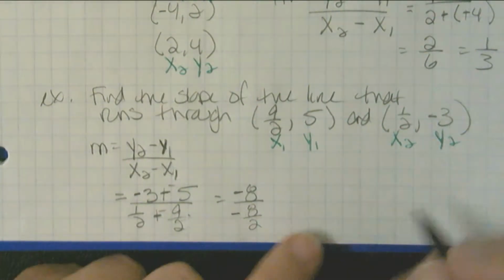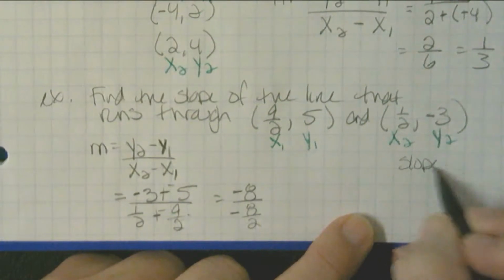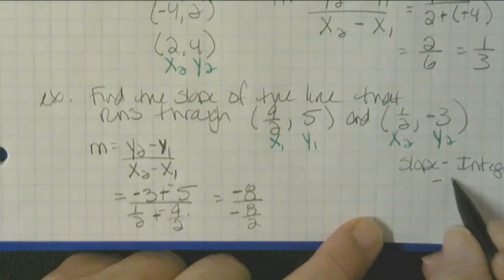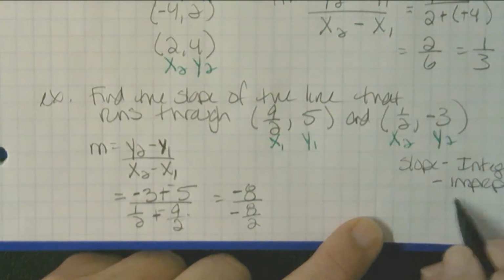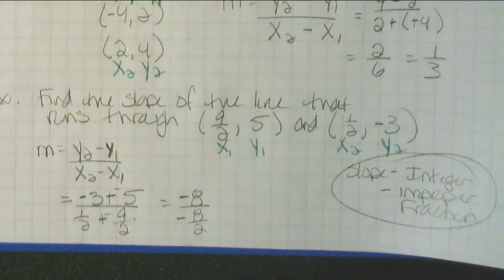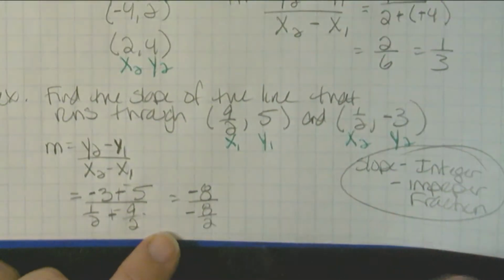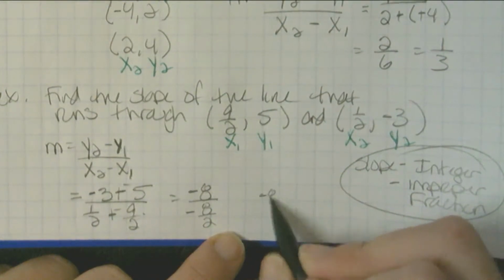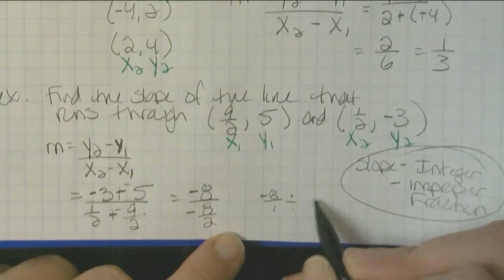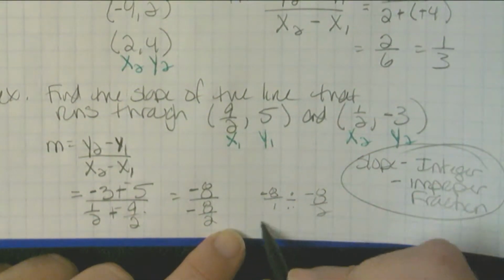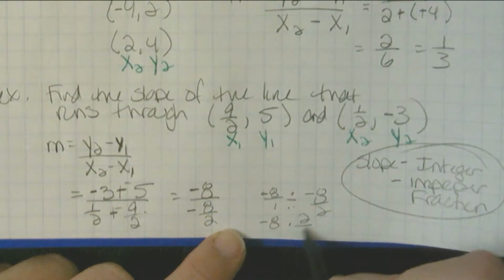Okay, so when we talk about slope, it's either going to be an integer or it's going to be an improper fraction. So our slope has to be either an integer or an improper fraction. So if I take a look at this, what I need to see is I have -8/1 divided by a -8/2. So this is the same thing as -8 times 2/8.